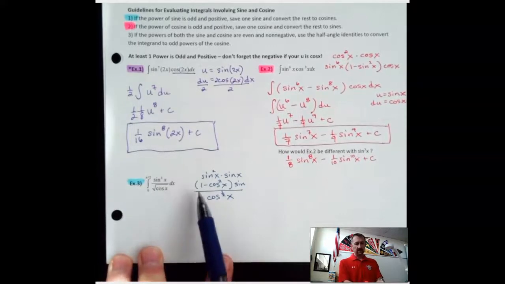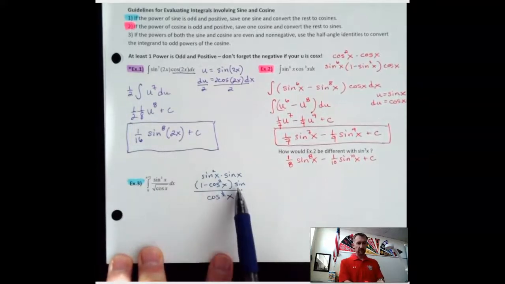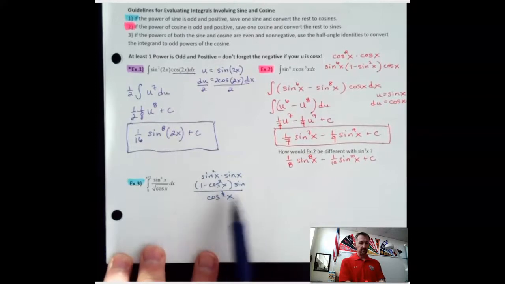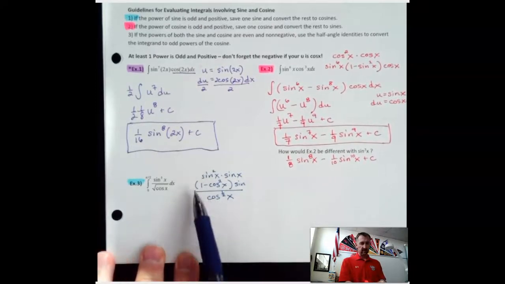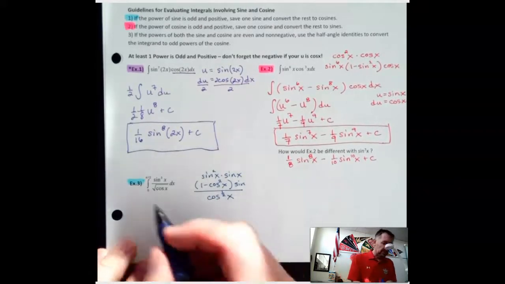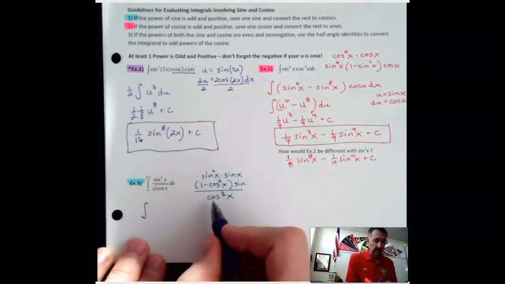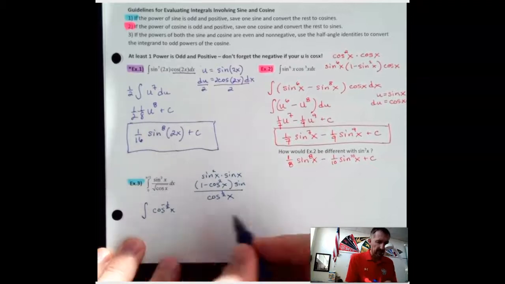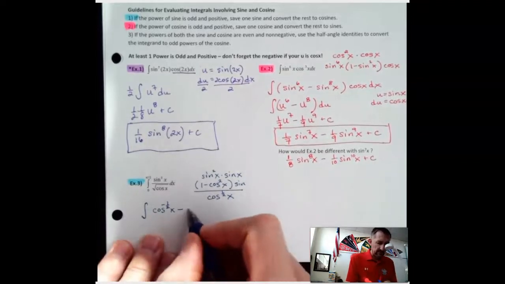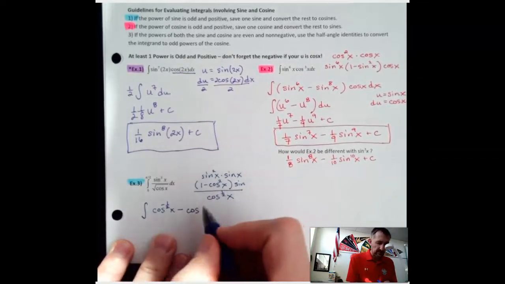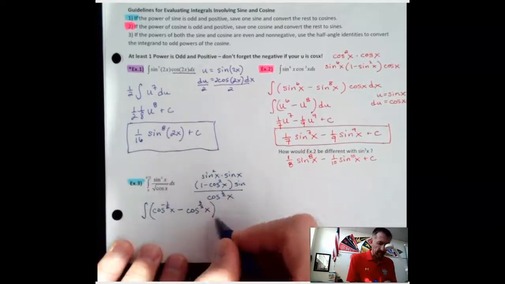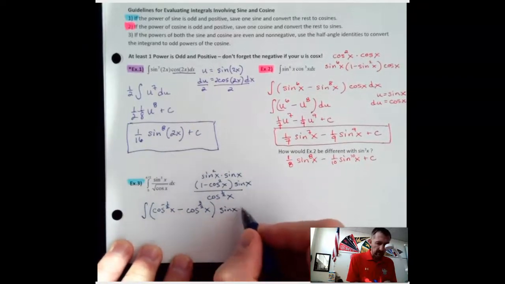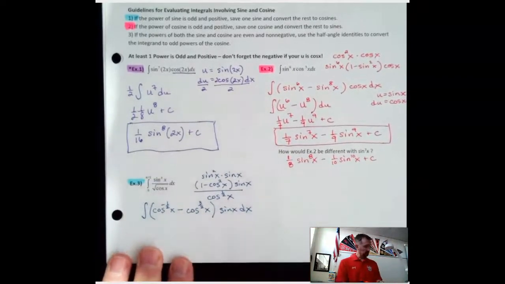So now this is essentially two terms. If I distribute the sine, I'm not going to, but I can divide both of those by cosine. So that's going to be cosine to the -1/2 minus cosine to the 3/2, and then sine x dx.